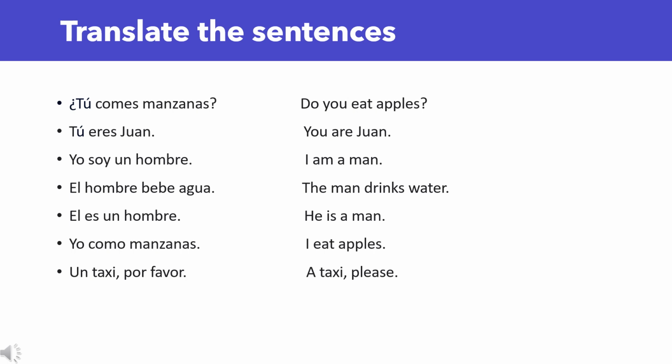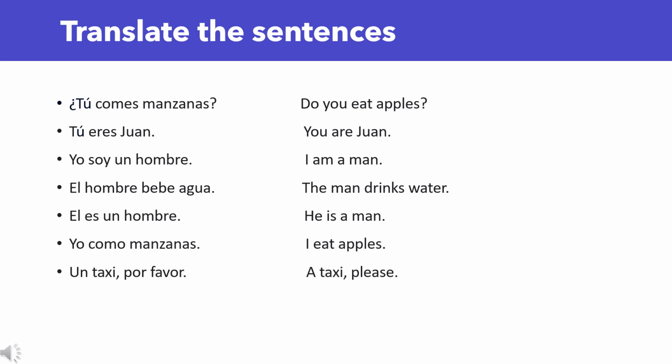Yo soy un hombre. I am a man. El hombre bebe agua, which means, the man drinks water. Él es un hombre, which means, he is a man.